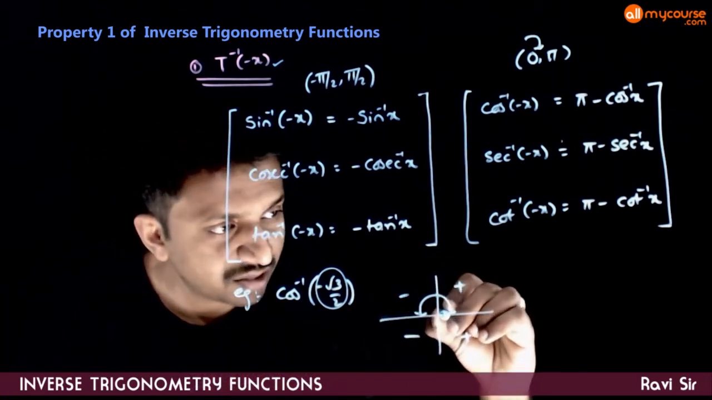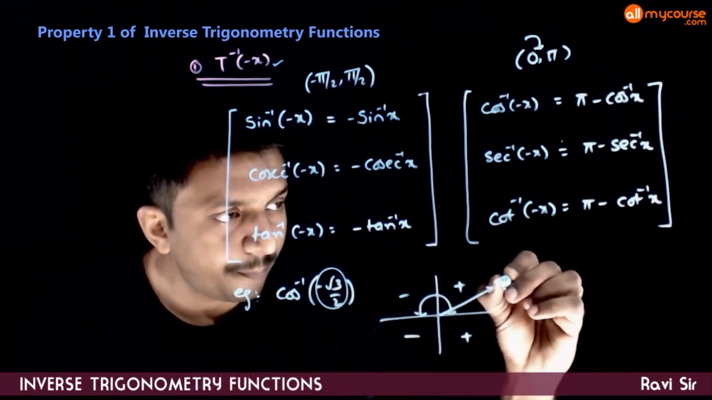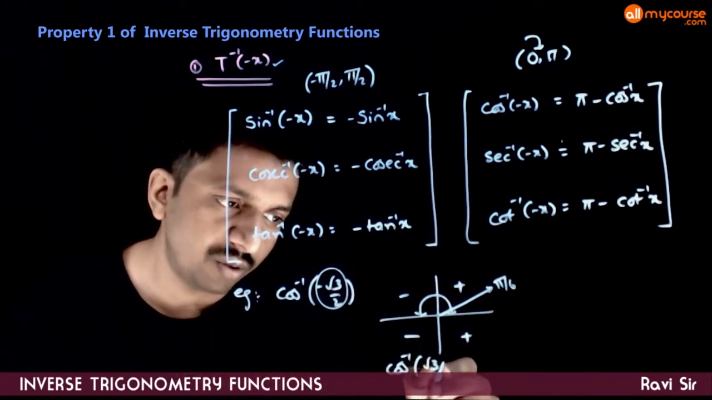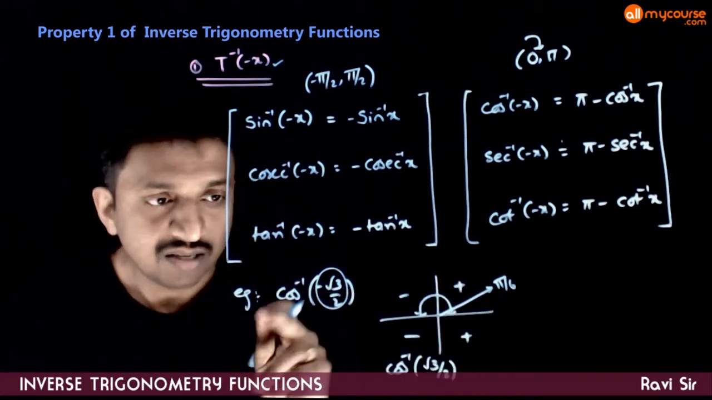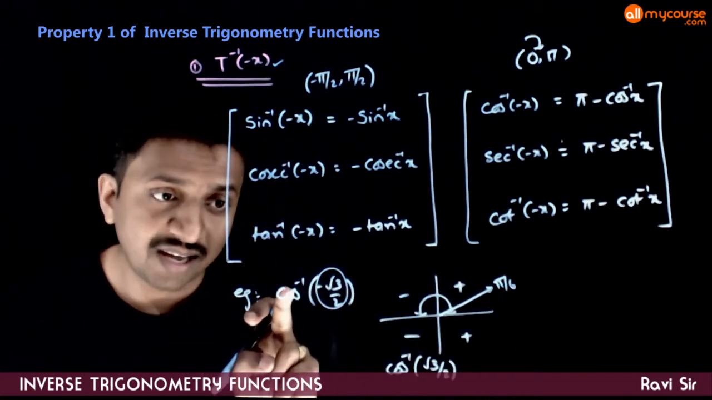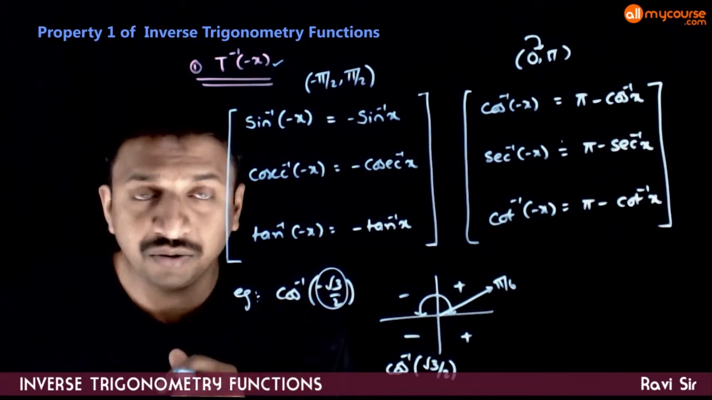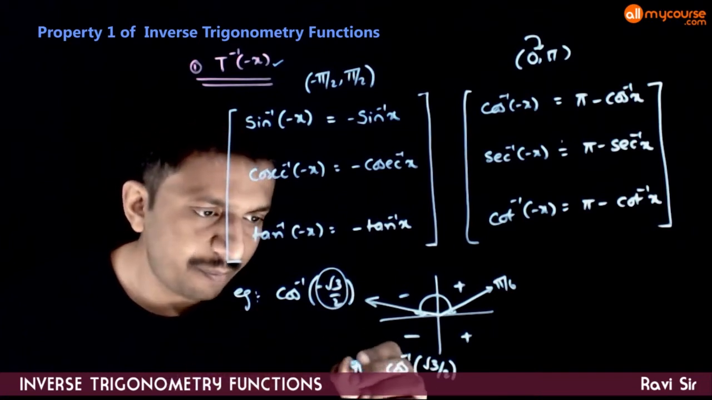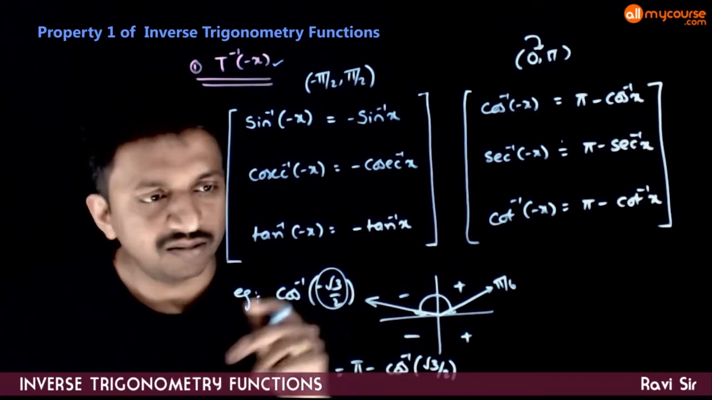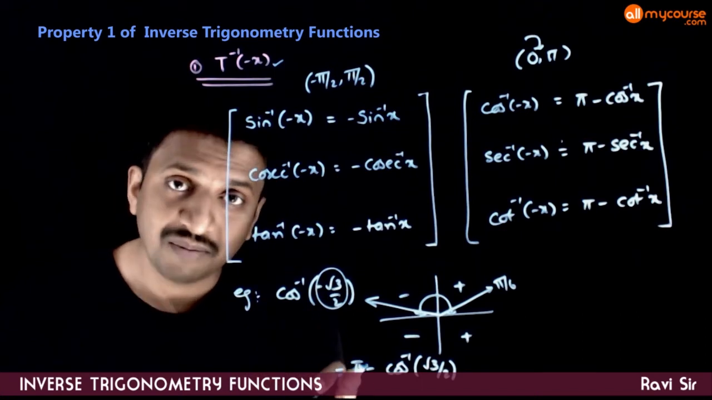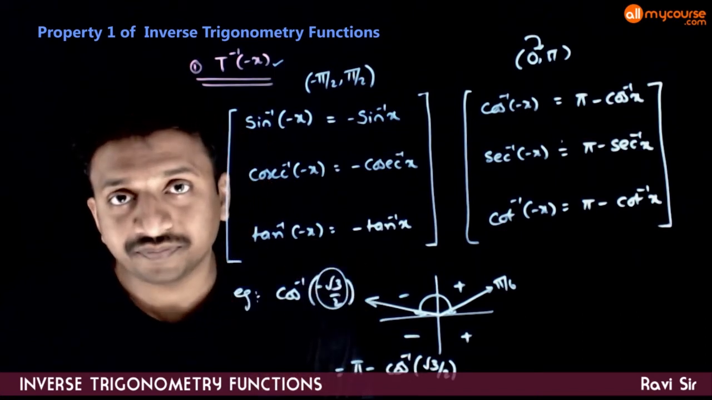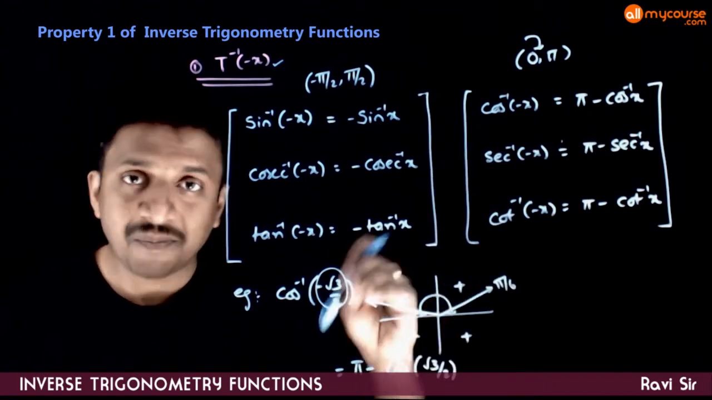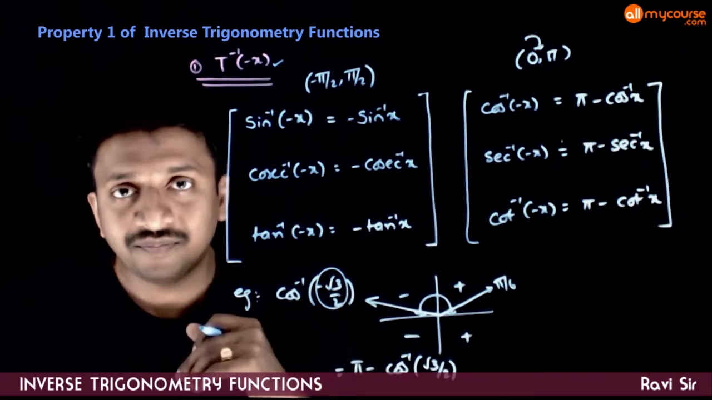So cos inverse of plus root 3 by 2 is pi by 6. To get the corresponding angle for cos inverse of minus root 3 by 2, you need to find the allied angle in the second quadrant. That is pi minus of this. So cos inverse of minus root 3 by 2 is pi minus cos inverse of root 3 by 2. So if the range is 0 to pi, the logic is pi minus the positive angle.